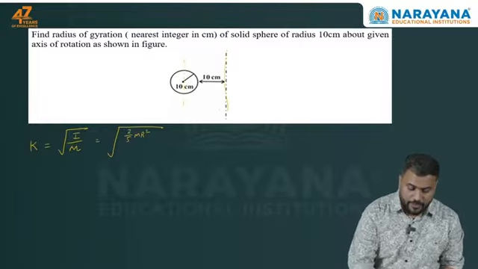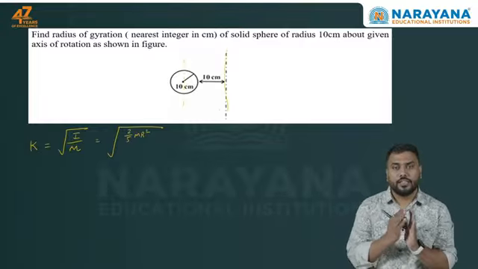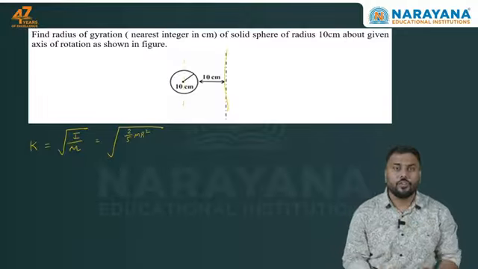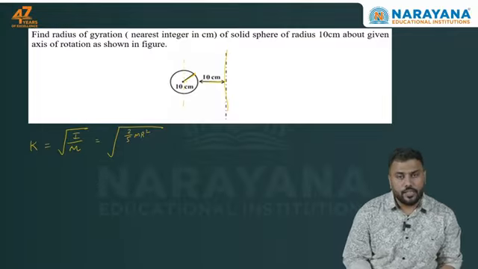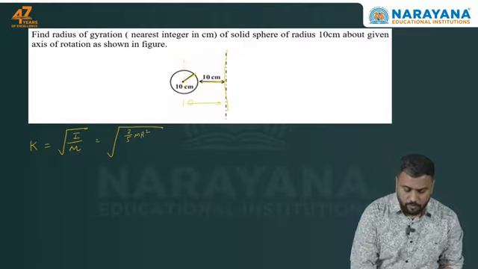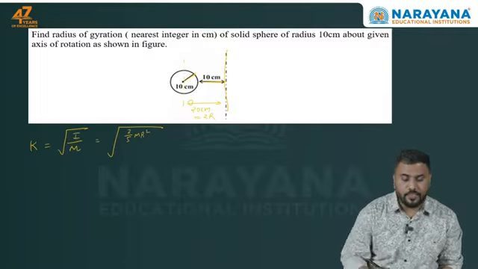But the given axis is not passing through the center of the sphere. It is parallel to this axis, so I will use the parallel axis theorem. If I see the diagram, the radius of the sphere is 10 centimeter and this distance is also 10 centimeter. So the total distance between these two axes is going to be 20 centimeter, which I can also write as 2r.